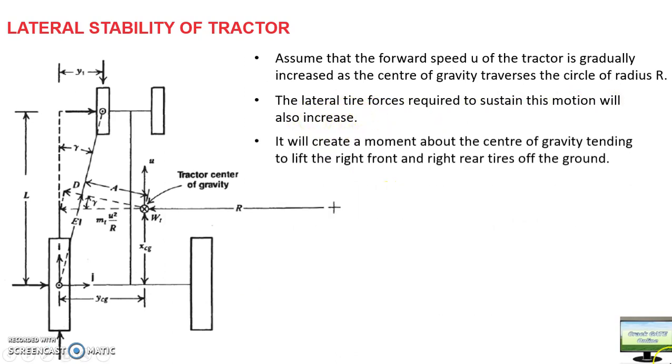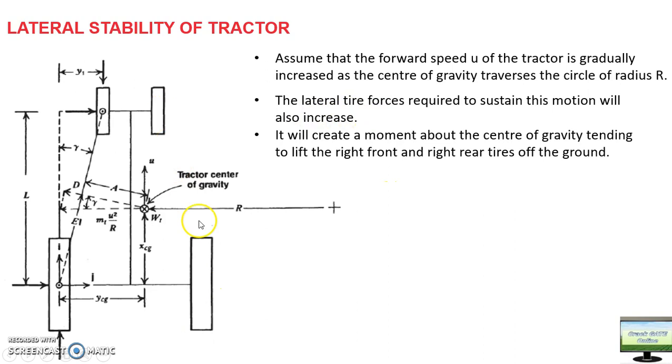Okay, now what will happen? These forces will create a moment. Okay, moment about what? Moment about the center of gravity of the tractor. And due to this moment, what will happen? Your right front tire and right rear tire will lift up, or will try to lift up from the ground surface. And if they completely lift off from the ground, then your tractor will take a lateral overturn.